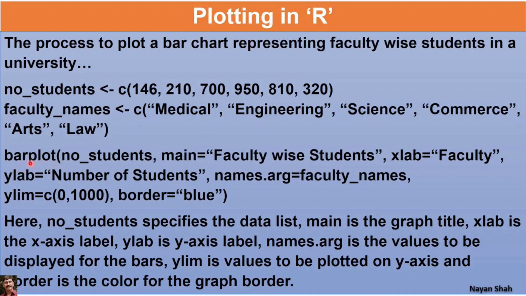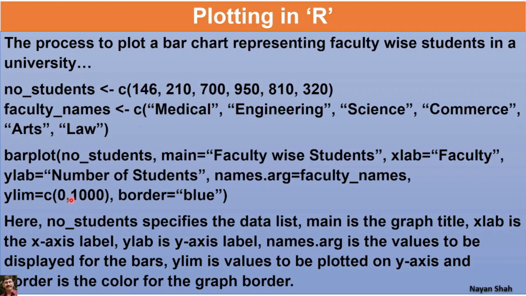And now we write the command barplot, number of students, comma main. Now you need to understand all this. What is this? The main is the title of the chart. Xlab, Ylab is the label for x-axis and y-axis. Names.arg is the name which you want to display on x-axis, that is this: medical, engineering, science, etc. While ylim is for specifying the range of y-axis, that is from 0 to 1000.